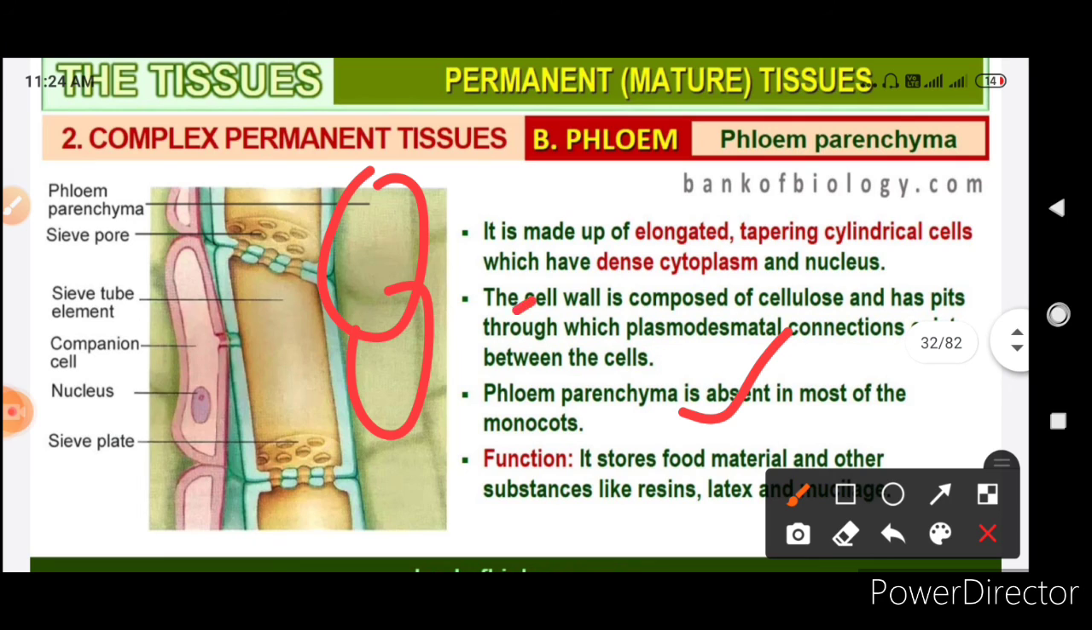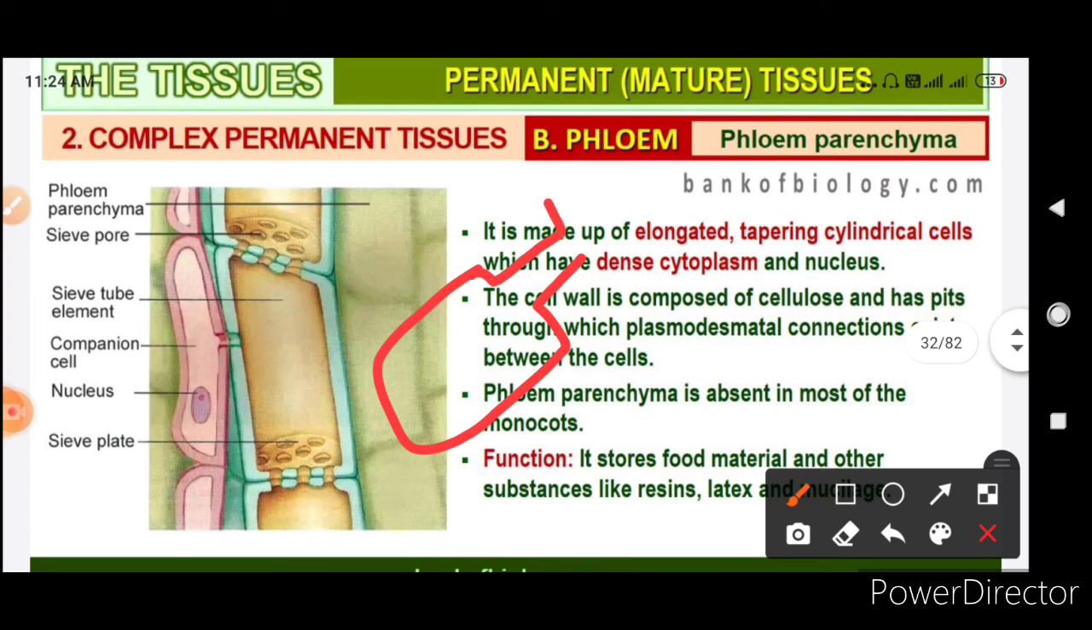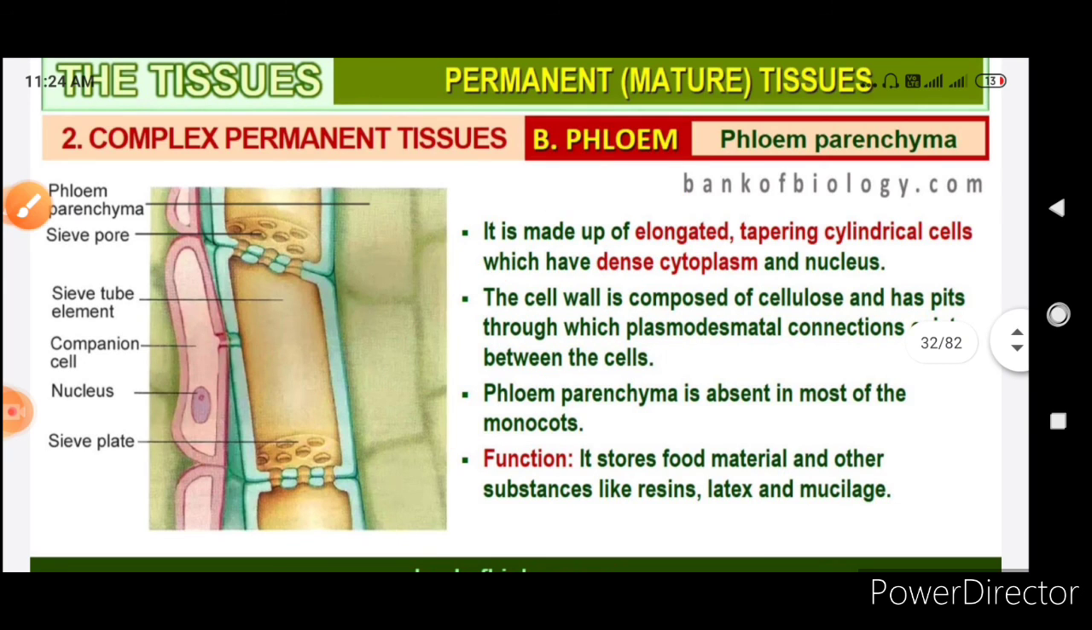The cell walls of these parenchyma will be connected with the help of plasmodesmatal connections. I'll draw it again. Suppose this is a cell, so connections like this will be there between the cells, where intercellular communication takes place, and these are nothing but the plasmodesmata. So phloem parenchyma is made up of elongated, tapering, cylindrical cells which have dense cytoplasm and nucleus. The cell wall is composed of cellulose and has pits through which plasmodesmatal connections are there between the cells. Phloem parenchyma is absent in most of the monocots, but its function is to store food material and other substances like resin, latex, and mucilage.